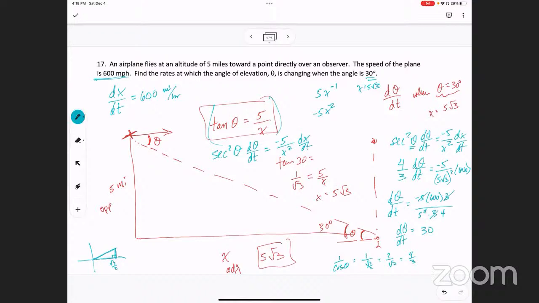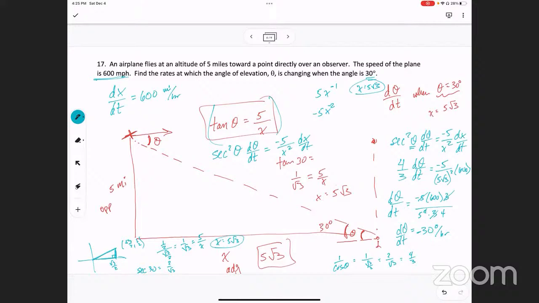That makes sense. Seems like it's way too big. Yeah, so I guess it's 30 degrees per hour. Maybe that's the right answer. I guess that does make sense. It's changing at a rate of 30 degrees per hour.